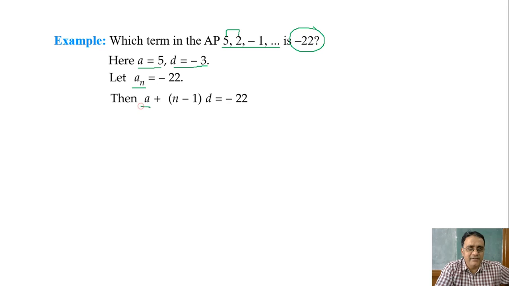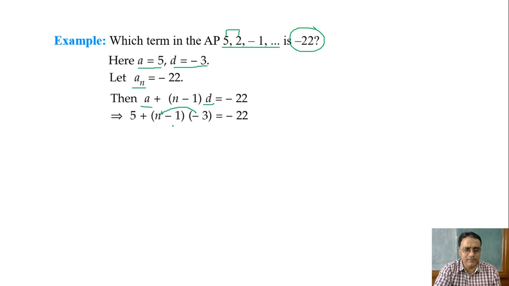Now substitute the value of a and d here. a is 5 and d is minus 3. Now multiply minus 3 into the bracket. So this becomes minus 3n plus 3. Whether this step is clear? Yes, sir. Okay. Now what we will do?